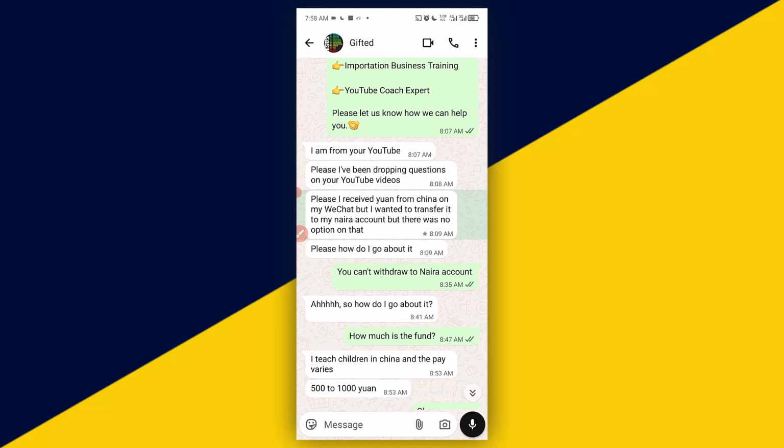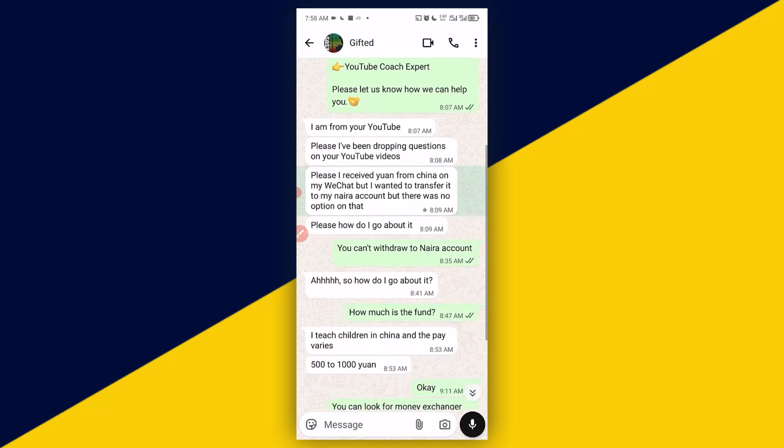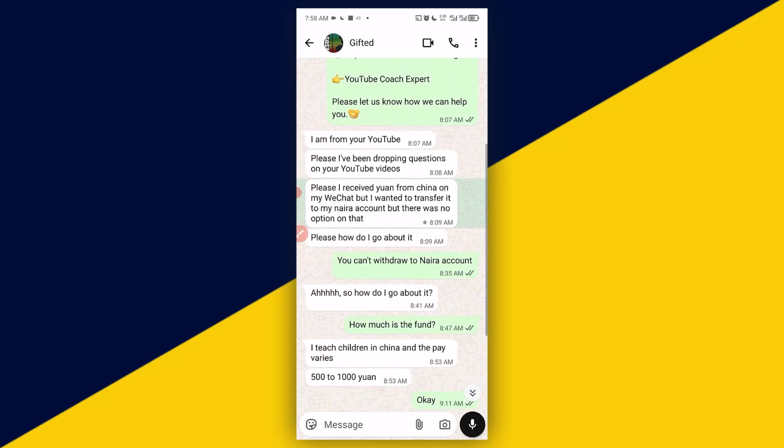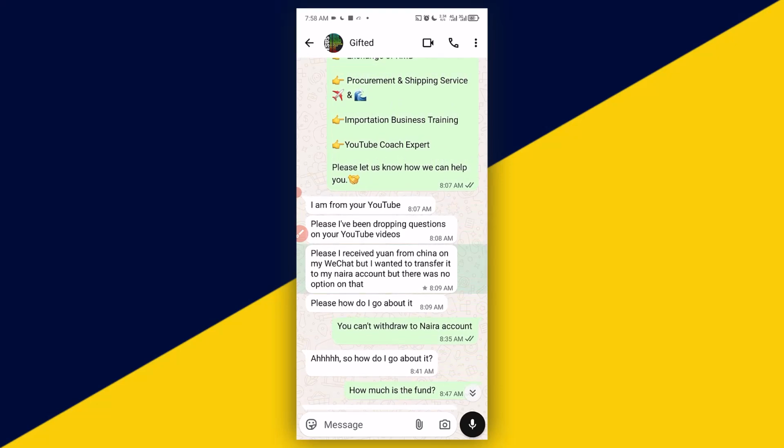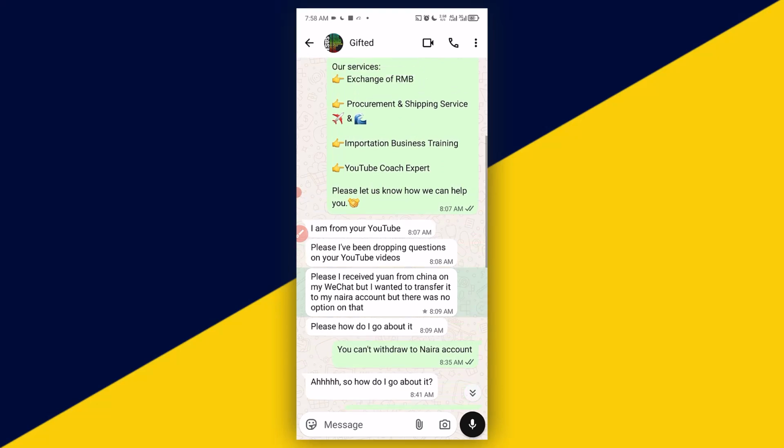the only option you have is to look for a money exchanger that can exchange the yuan for your local currency, be it Naira or any part of the world you find yourself. So how does this work? You have to make sure you look for a money exchanger that can collect WeChat funds. Once they collect the WeChat funds from you, you give them your local bank account, and they will credit you in return in your local currency.